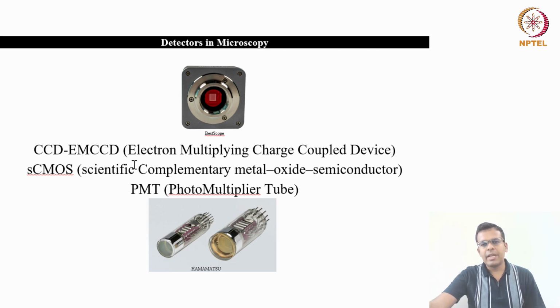So EMCCD stands for electron multiplying charge coupled device, and SCMOS stands for scientific complementary metal oxide semiconductor. Okay, so I will explain how these different cameras work and which different technologies they use in the next class. But today we will discuss mostly digital images and different types of camera technologies.